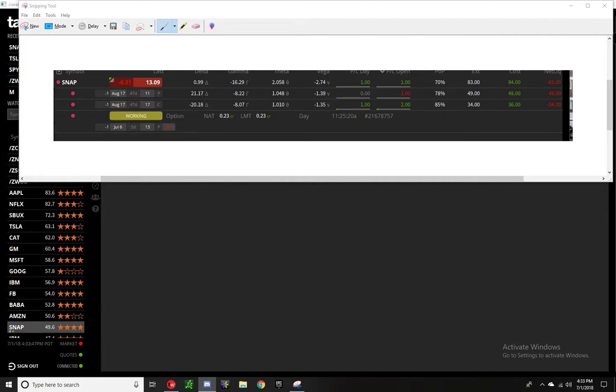I mean over the IV rank of 50%, my bad. So the implied volatility needs to be over 50 for you to be able to short it. You wouldn't want to short any iron condor, any vertical, no matter what it is. You would not want to do it unless the IV rank was over 50%.